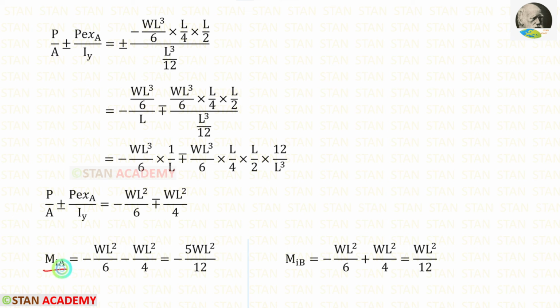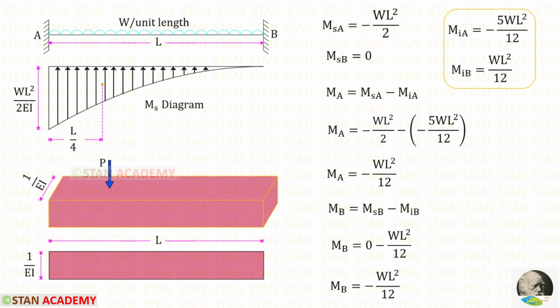To find MIA, in this equation, we have to only use the negative sign. When we add these two, we will get minus 5WL square upon 12. To get MIB, we have to only use the positive sign. When we add these two, we will get WL square upon 12. We have found the stresses MIA and MIB.